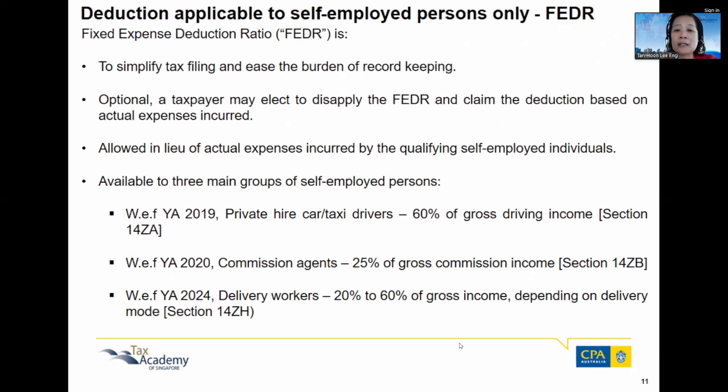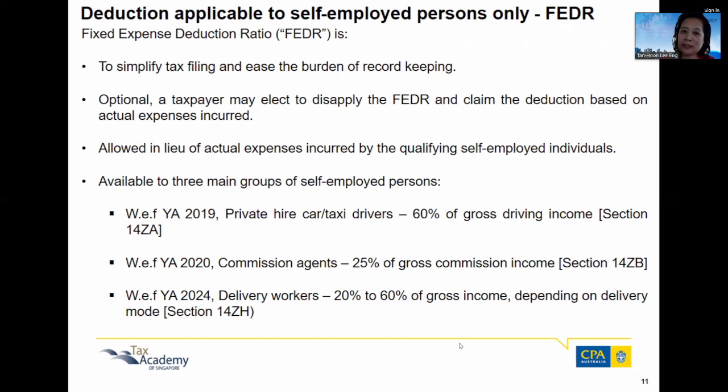If they are private hire car drivers, it will be 60% of the gross driving income. If they are commission agents, it will be 25% of gross commission. If they are delivery workers, it will depend on the delivery mode. So it's only open to these 3 groups of self-employed persons.